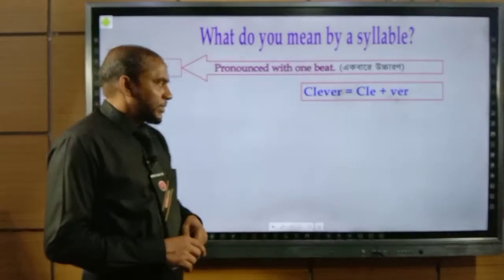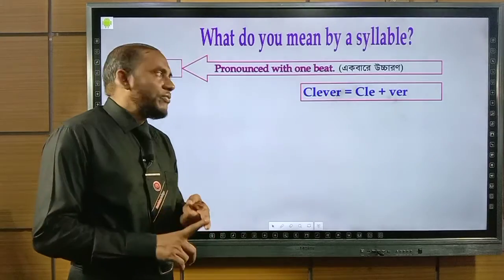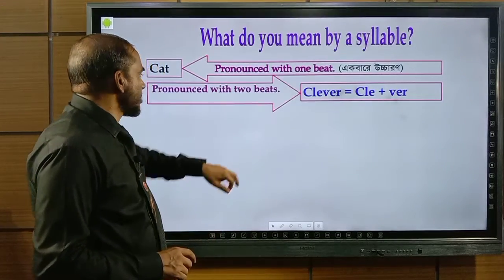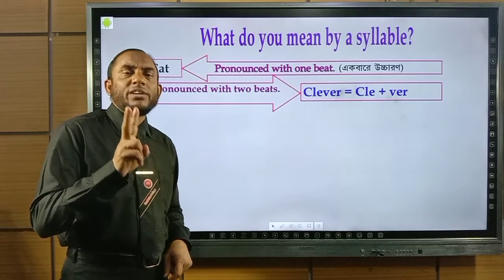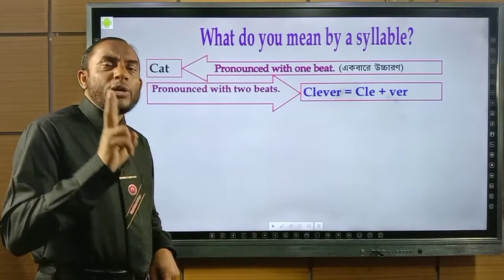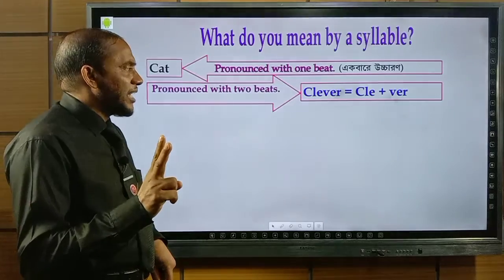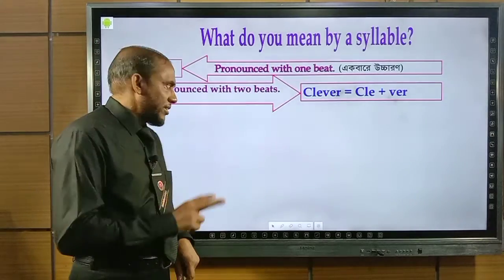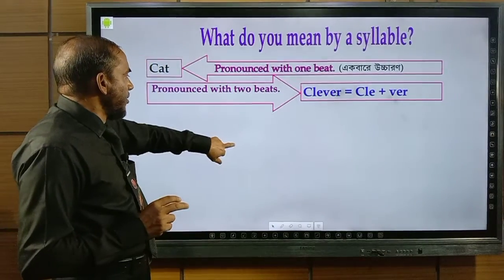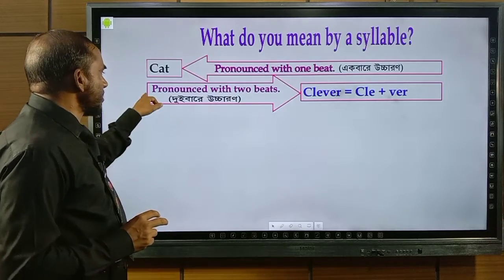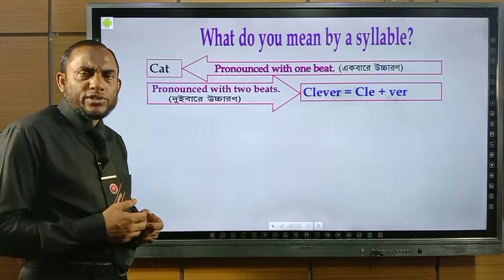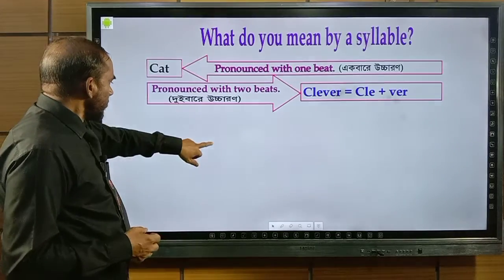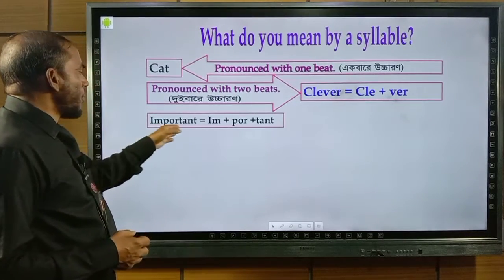Clever. Clev plus er. Dear students, pronounced with two beats. I mean, this word has two units. One is clev and another is er. Now follow, dear students. This is pronounced twice. I mean, this word is pronounced in two beats.